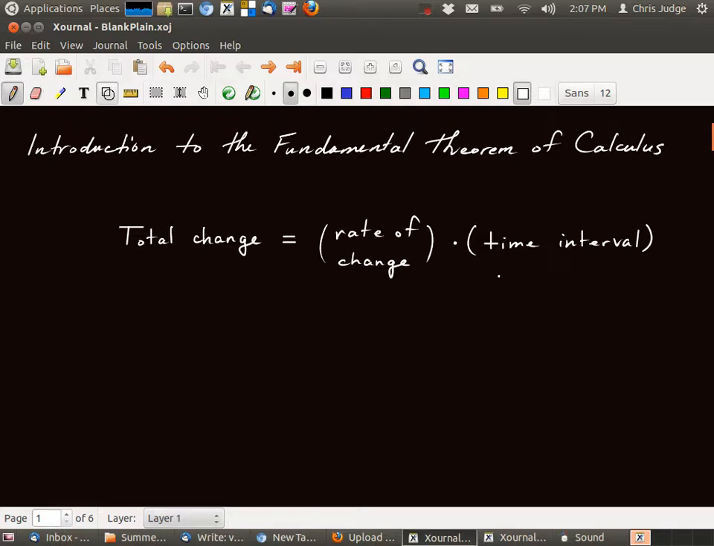And when we take the limit, we actually get not just an estimate, but we get the exact value. And that's going to be in the form of the integral from a to b. The rate is now the derivative of a function f of t, dt. So it's important to note that f prime of t is the rate of change.